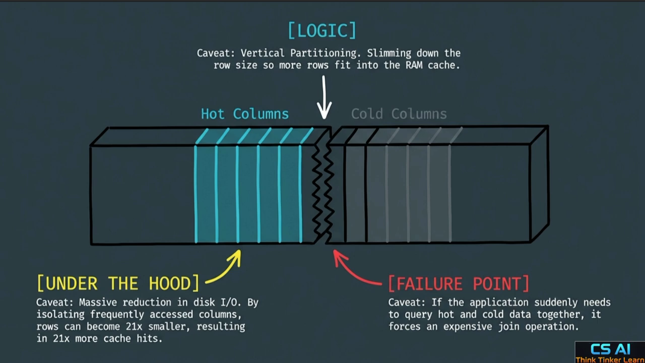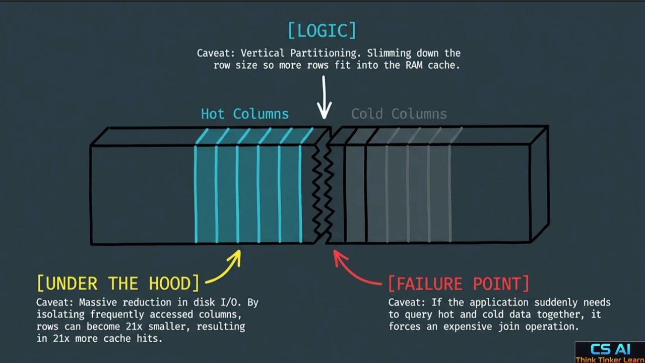The logic behind this is slimming down the row size so more rows can fit into the RAM cache. We split a table into hot columns, essentially frequently accessed columns, and cold columns, which are infrequently accessed columns. Under the hood, this results in a massive reduction in disk IOs. By isolating frequently accessed columns, rows can become 21 times smaller, resulting in 21 times more cache hits. However, there is a failure point.